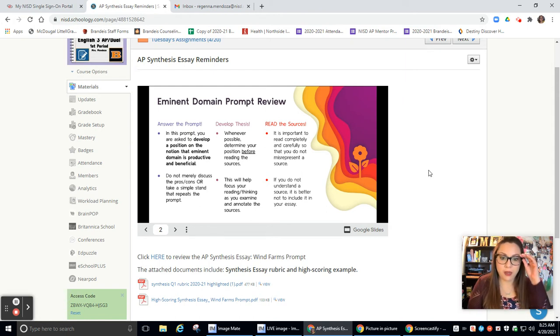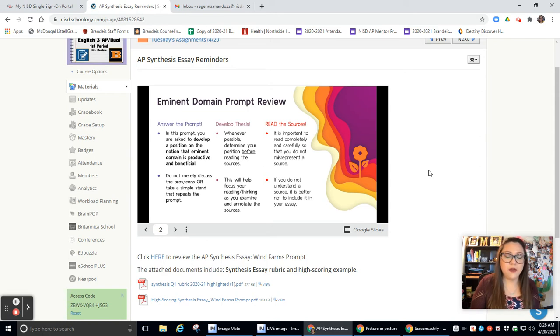And then whenever possible, try to determine your position before reading the sources. Now, with something like this, you might not be as educated in what it is, and so you might get some sort of understanding from the introductory information, but you do probably need to skim through some of the sources to kind of inform yourself, and that's okay too. When it's possible, like it says in the bullet point, determine your position before. When it's not, then you're going to have to do a little bit more groundwork to actually figure out what it is that you're supposed to be writing about, and then what your position is.